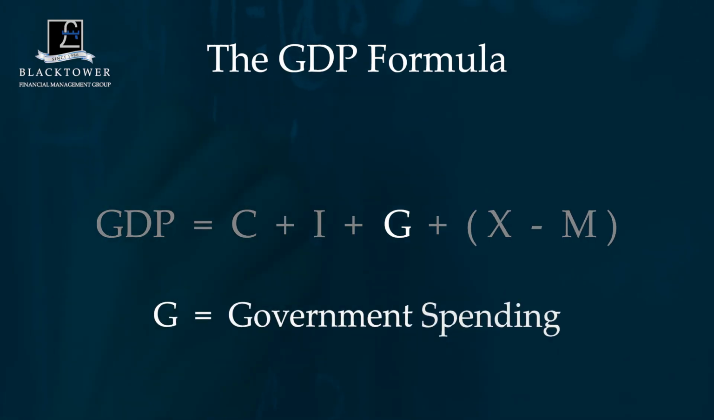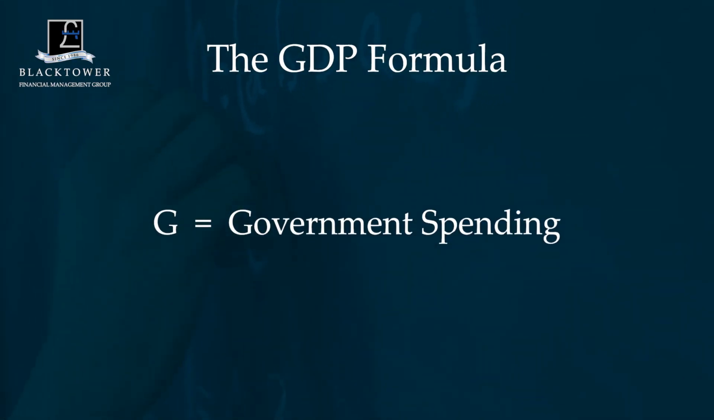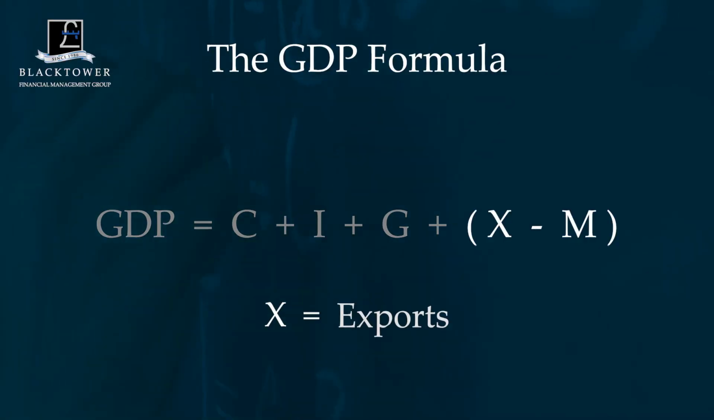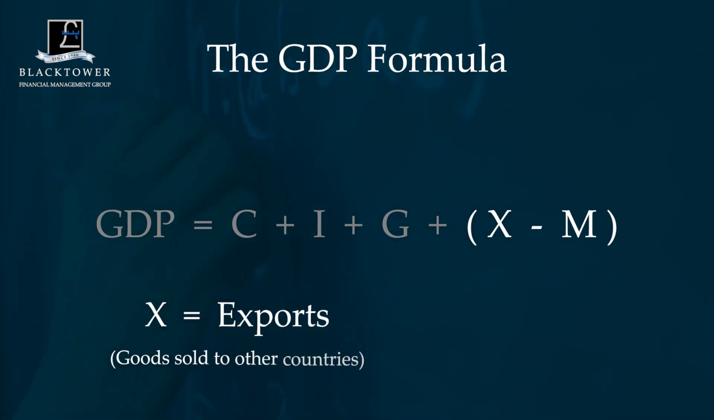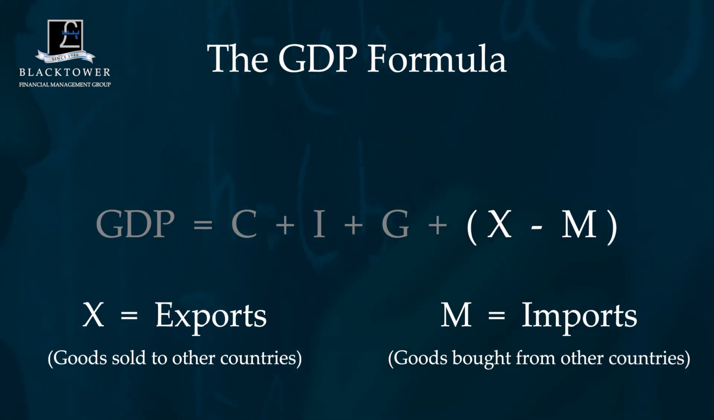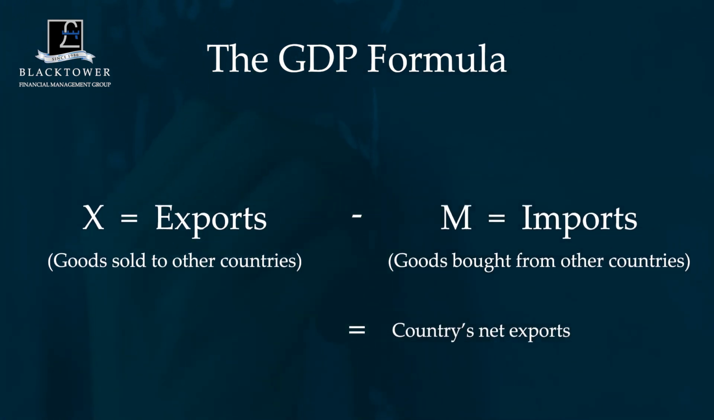G represents government spending, so everything a government will spend money on, like schools, defence, and infrastructure. And X represents exports, which are goods sold to other countries, whilst M represents imports, which are goods that we've bought from other countries. So X minus M just represents a country's net exports.